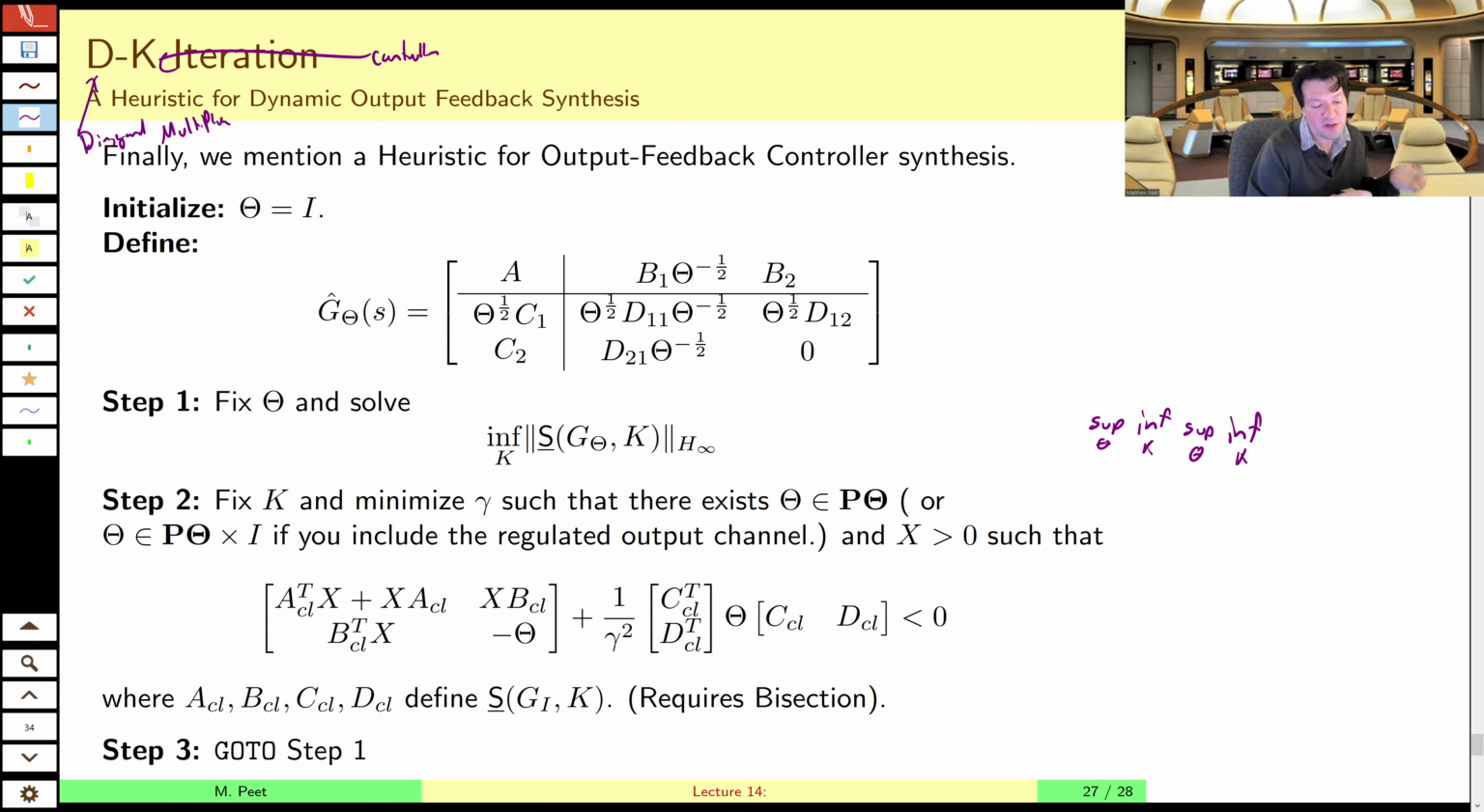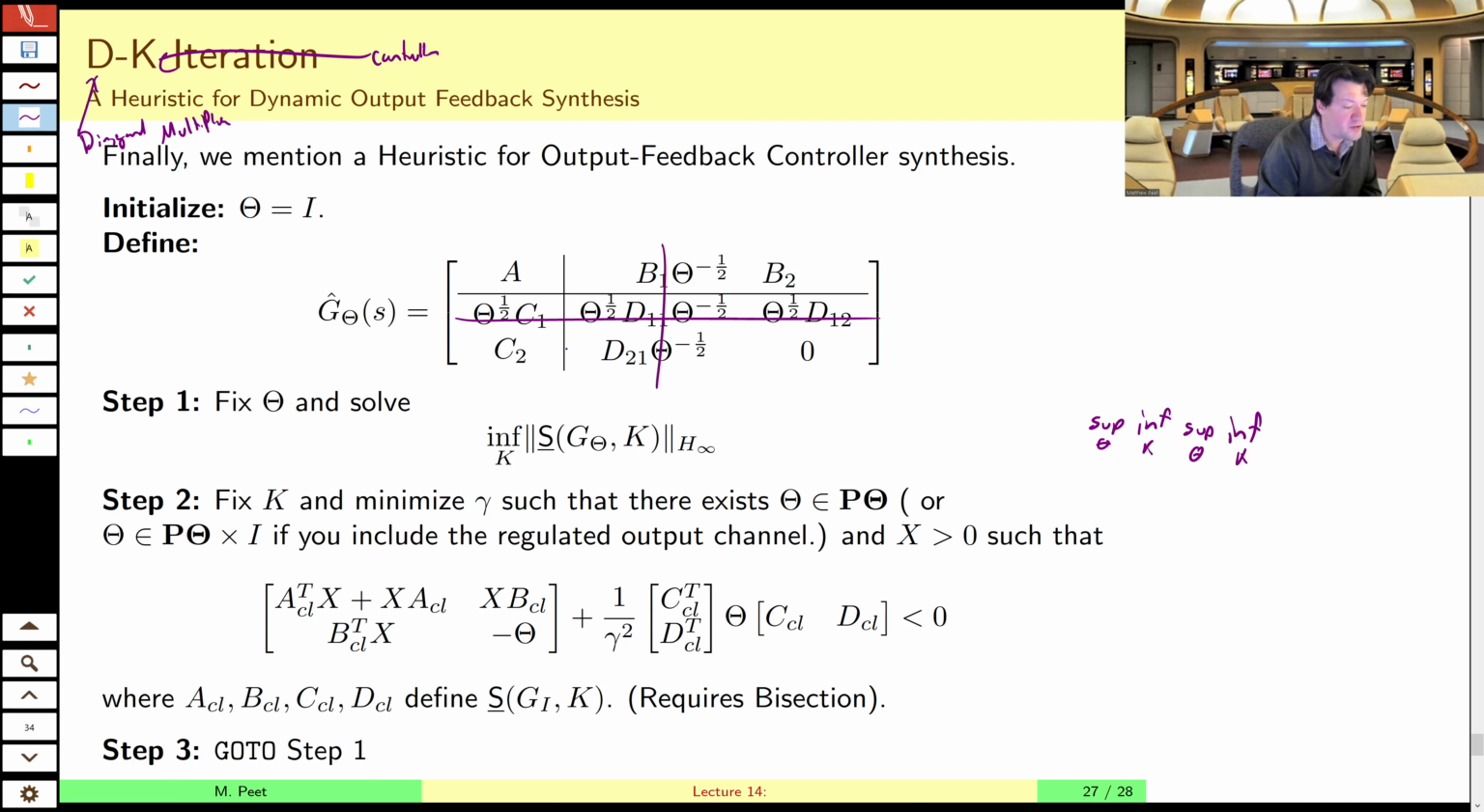That said, it seems relatively straightforward, but there are variations on this, and I'll try to explain why. So let's examine this. Obviously, if you set theta equal to identity, then if you ignore the upper channel, the uncertainty channel, you're just solving a standard optimal control problem with a four matrix representation.